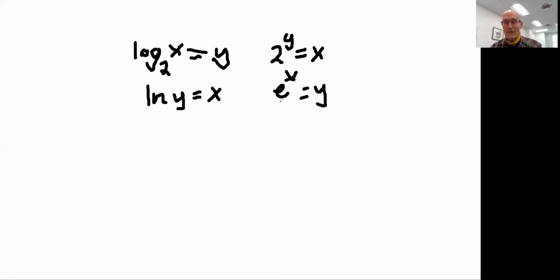Now, if I'm looking for an inverse, remember what I do is I swap my variables here. So the inverse of e to the x equals y would be the natural log of x equals y. Okay, that's the type of problem we looked at.